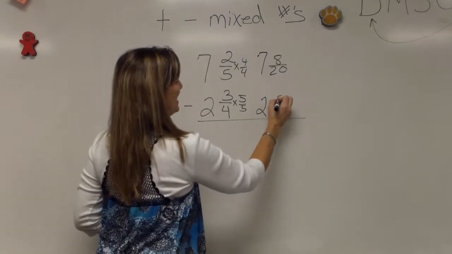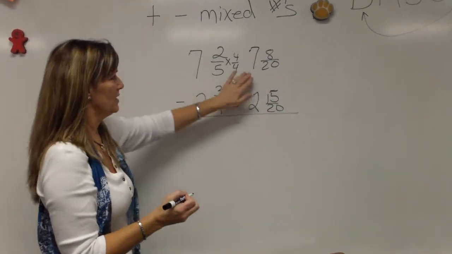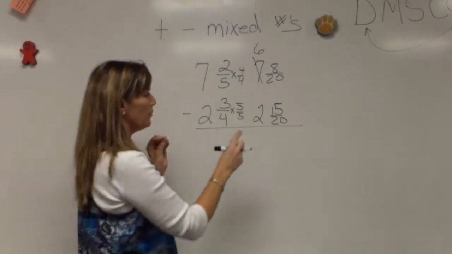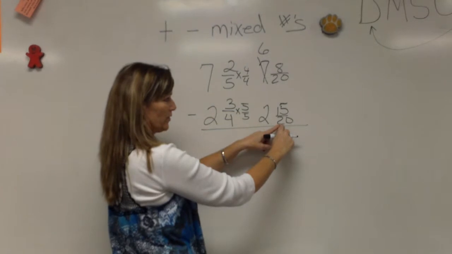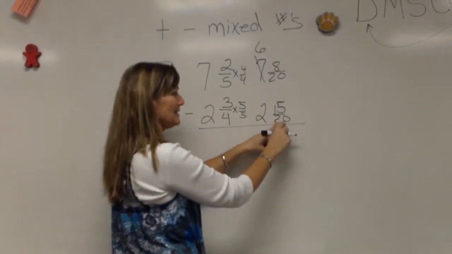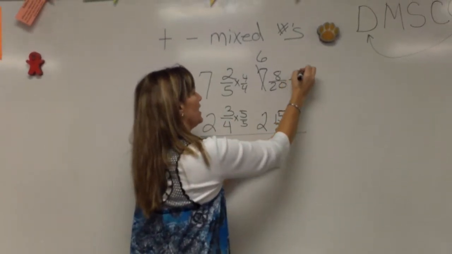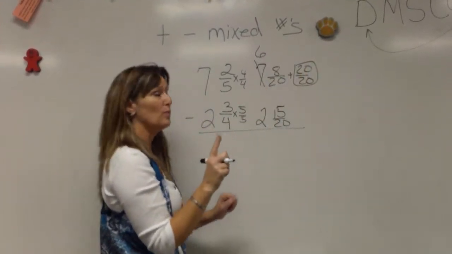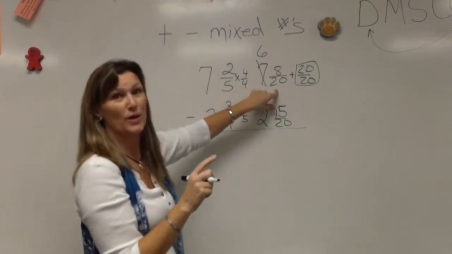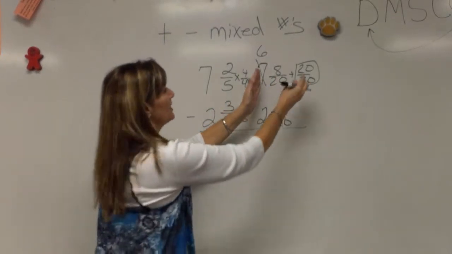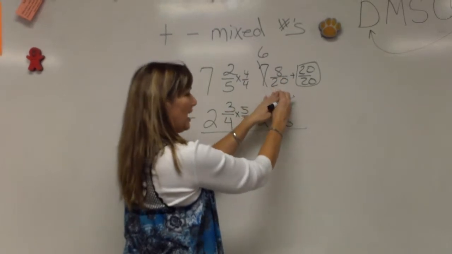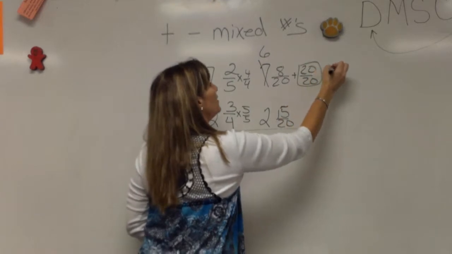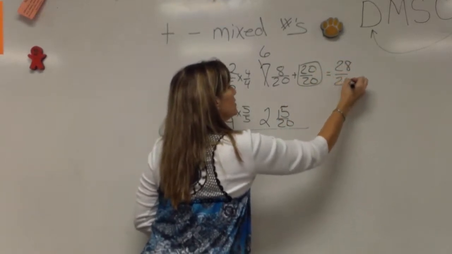Uh-oh, I can't say 8 take away 15. No, when I don't have enough, I regroup. Now, before when we borrowed, we looked at our denominator because my 1 needs to have this as the denominator. Well, 20 over 20 gives me 1 whole, but I already had 8 20ths. It just wasn't enough. So I need to put those together. If you have 8 20ths and I give you 20 20ths, then you will now have 28 20ths.